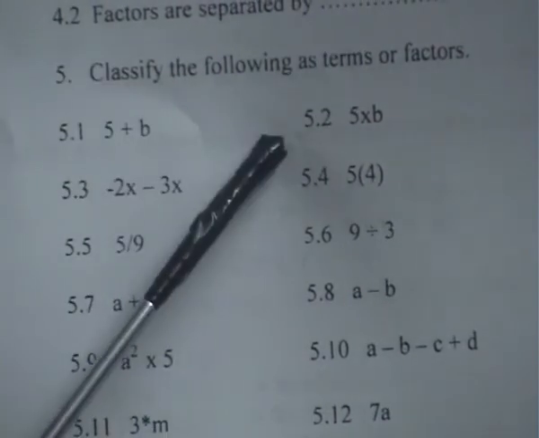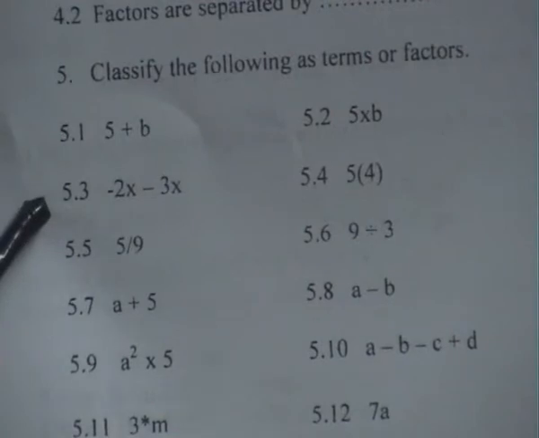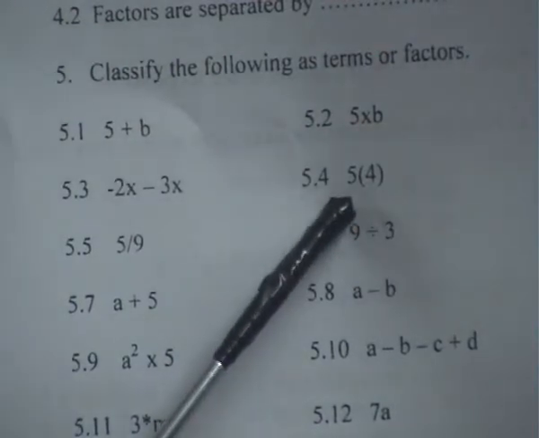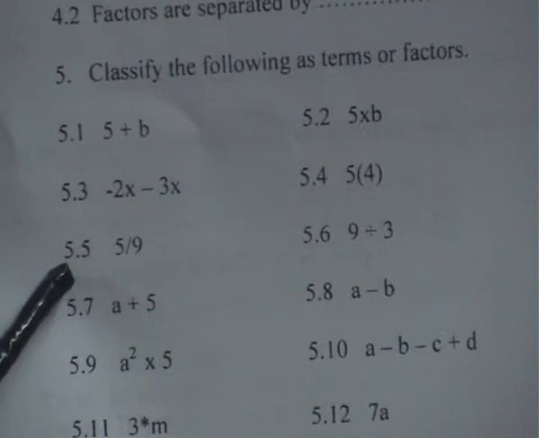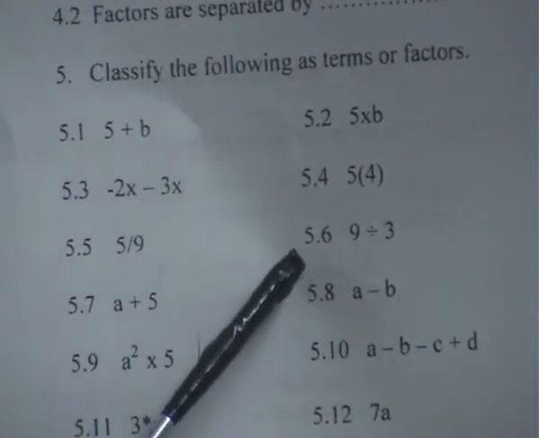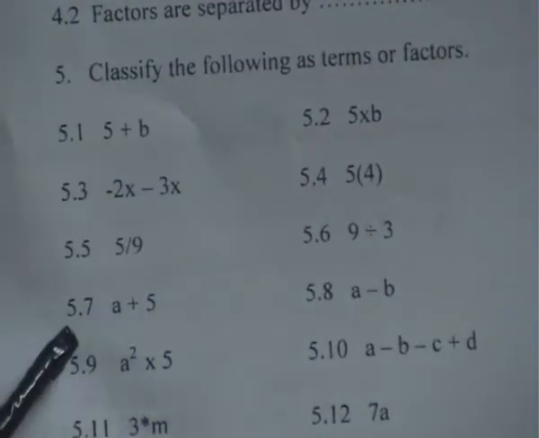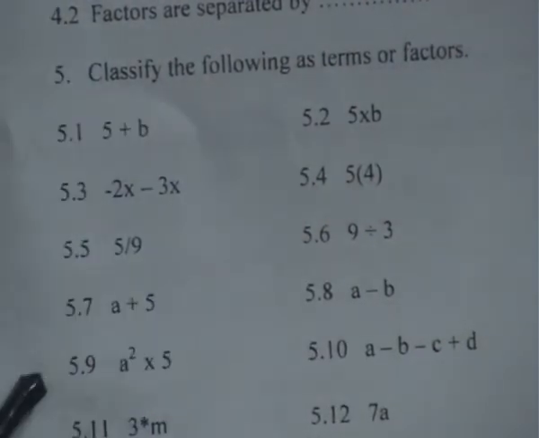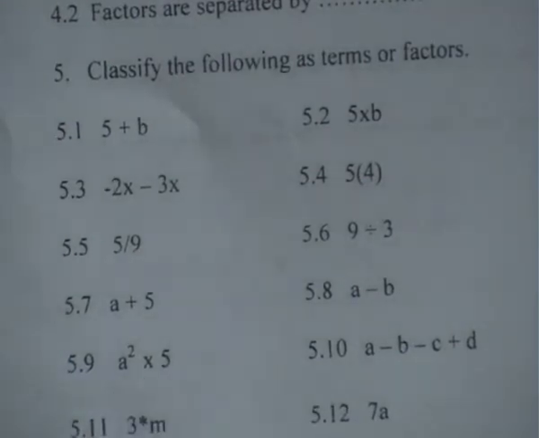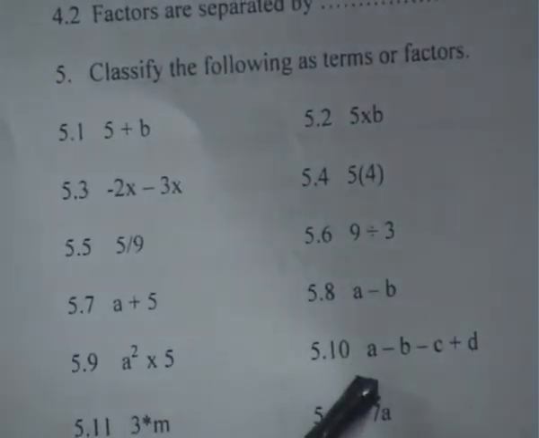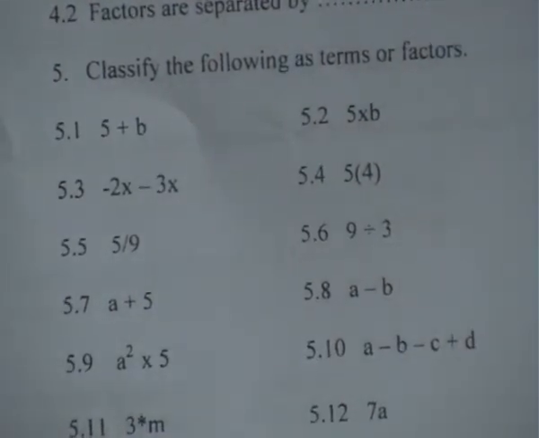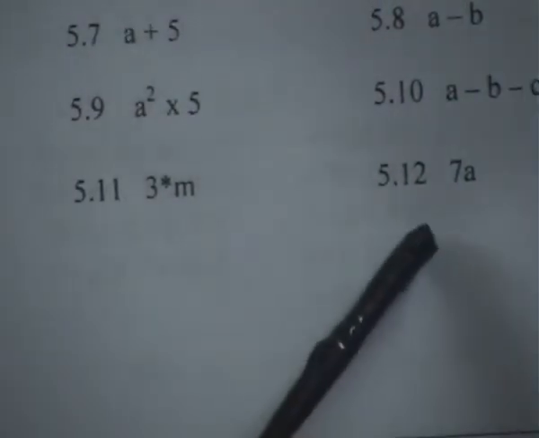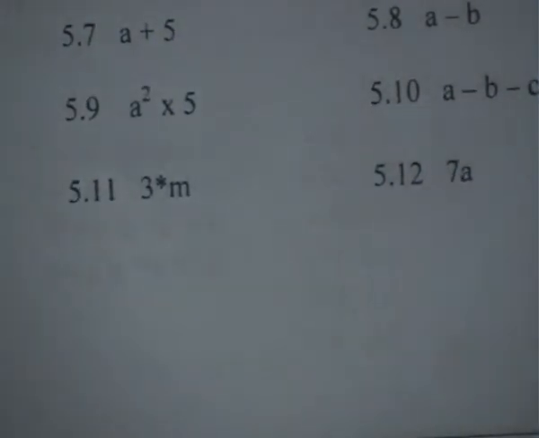5.1, 5 plus b. 5.2, 5 times b. 5.3, minus 2x minus 3s. 5.4, 5 bracket 4. 5.5, 5/9. 5.6, 9 divided by 3. 5.7, a plus 5. 5.8, a minus b. 5.9, a squared times 5. 5.10, a minus b minus c plus d. 5.11, 3 asterisk m. 5.12, 7a.